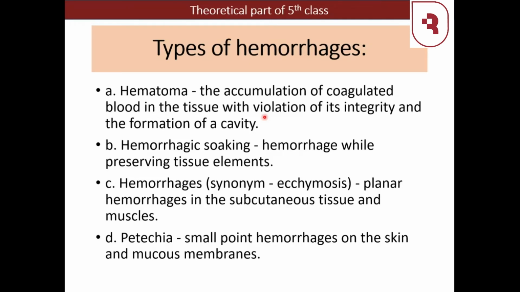Hemorrhages may be planar in the subcutaneous tissue and the muscles, in case of rupture of muscles or in case of rupture of subcutaneous vessels. And petechiae: petechiae are small pointed hemorrhages in the skin and mucous membranes. Mostly we may see them in case of hypoxic hemorrhages in the stomach, for example, in case of hypoxic condition.